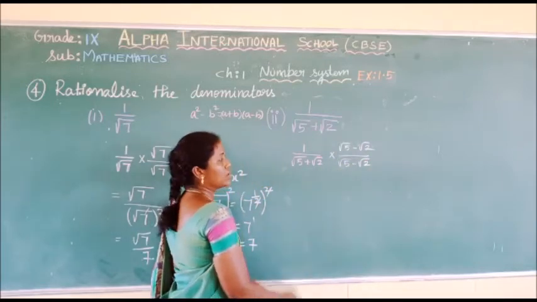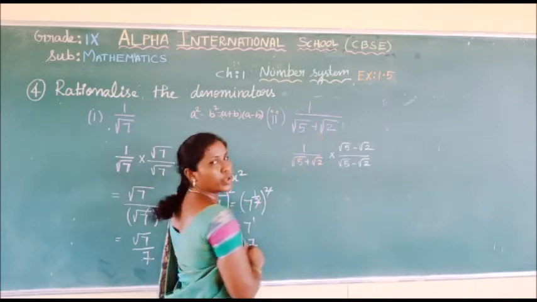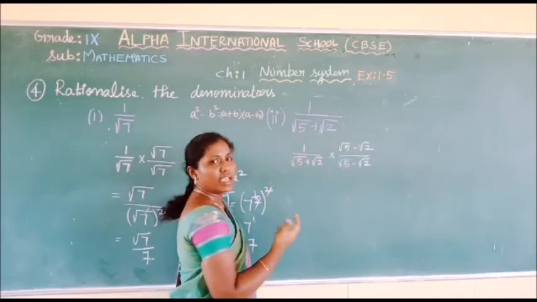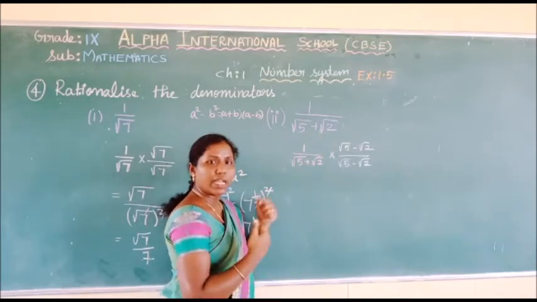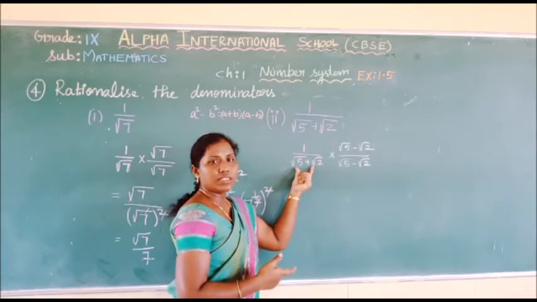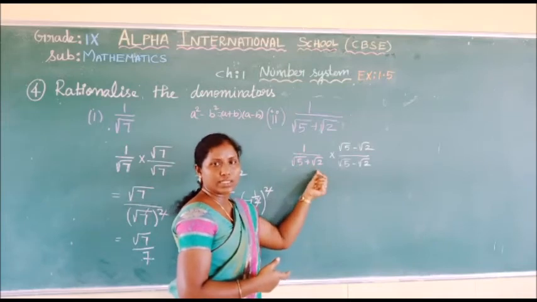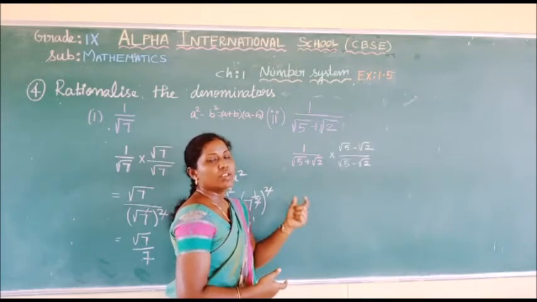Are you clear? Because if you want to rationalize this, I have to remove the square root, because square root of 5 is irrational, square root of 2 is irrational. If we add two irrational numbers, again the answer is also an irrational number only. So the best thing is, if I remove the square root numbers in the denominator, it will become the rationalized denominator. So how to remove this?